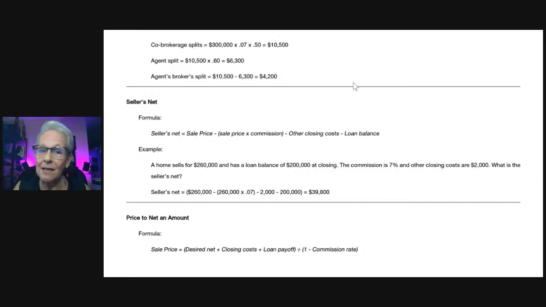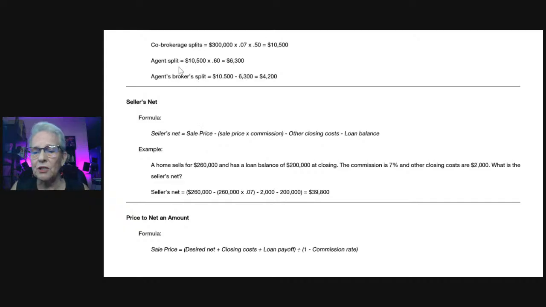And sometimes the transaction does not close and it falls out of escrow for different reasons. It can be the mortgage lender didn't approve their credit, didn't approve the survey, or didn't approve the appraisal because it didn't appraise to the value of the sales price, the purchase price. So seller's net. So the seller's net.